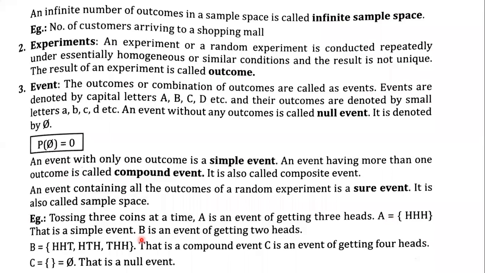Okay, and then B is an event of getting 2 heads. 2 heads means heads and tails. HHT, if you get that, that is also a simple event. Wait, B is an event of getting 2 heads.